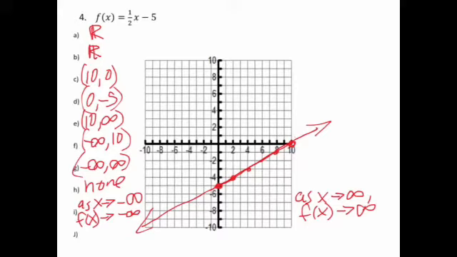And as for J, my asymptotes, there are no asymptotes. There's no line it gets infinitely close to but doesn't cross, so we're going to have none. And that's going to be it.